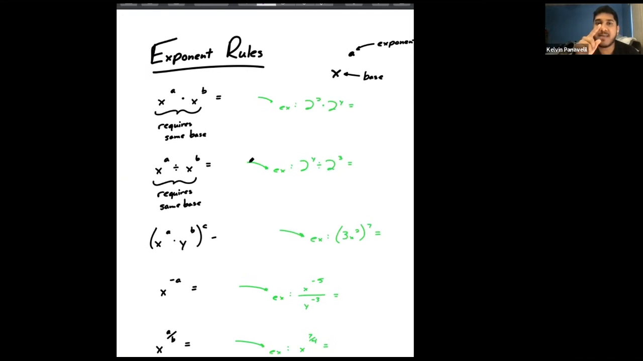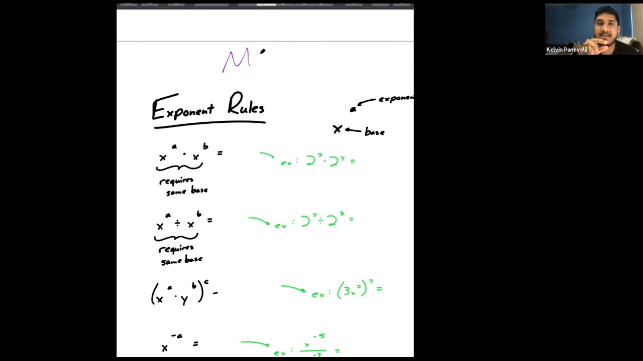If you want to write MADSPM off the top, you can just remember that. When you're multiplying with the same base, you add. MA means multiplying, add. When you're dividing with the same base, you subtract the exponents. And when you have a power to power, P means power to power, and power to power means you multiply. Just make sure you remember that.